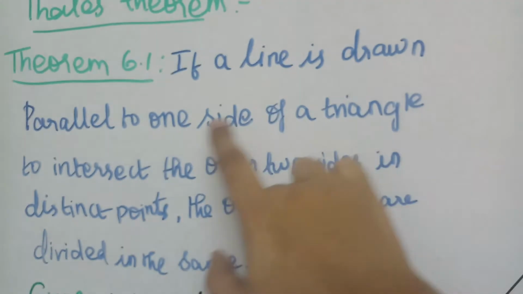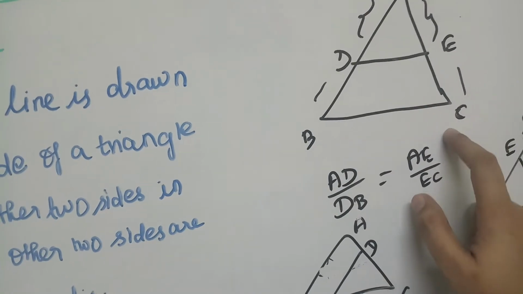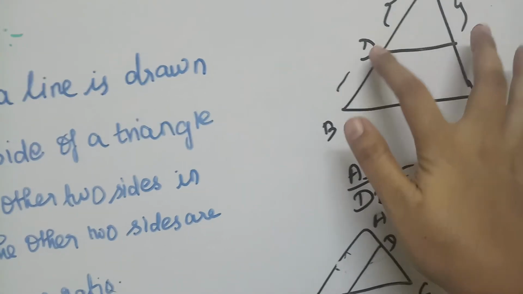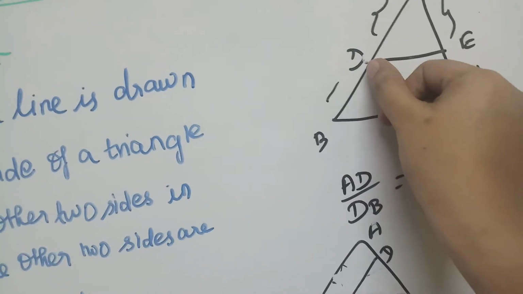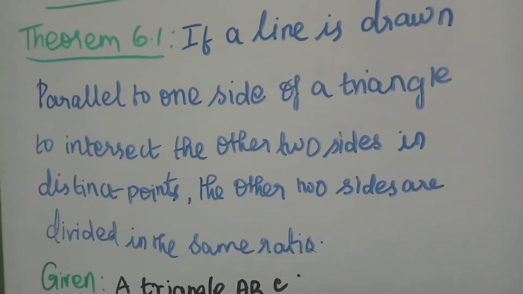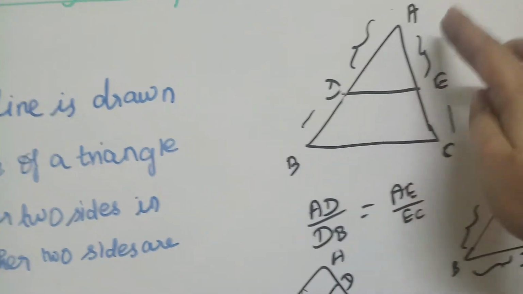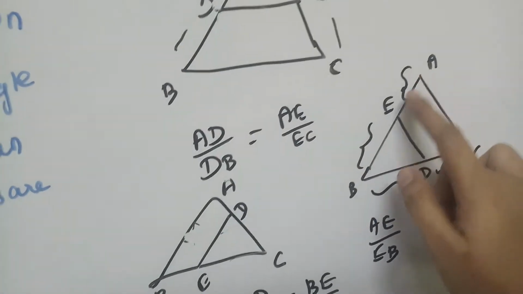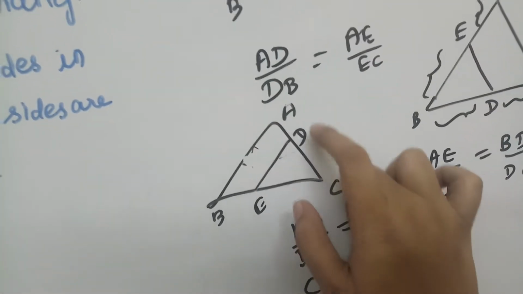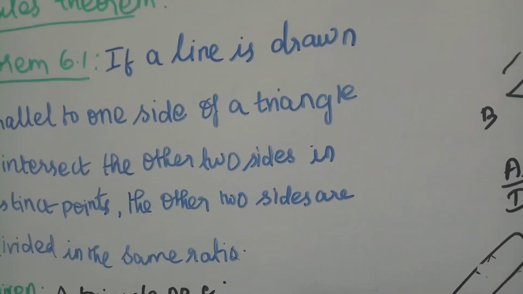If a line is drawn parallel to one side of a triangle, that is we have drawn DE parallel to the side BC, to intersect the other two sides in distinct points, D on the side AB, E on the side AC, the other two sides are divided in the same ratio, that is AD by DB equal to AE by EC. For this, BE by AE equal to BD by DC. For this, CD by AD equal to CE by BE. So this is the theorem, and we are going to prove it.